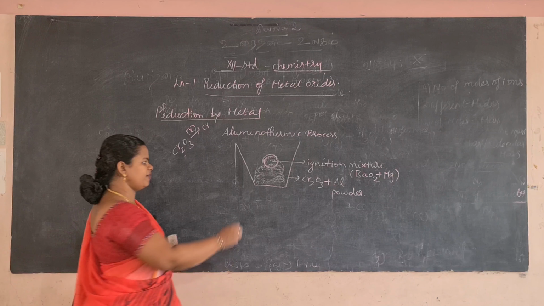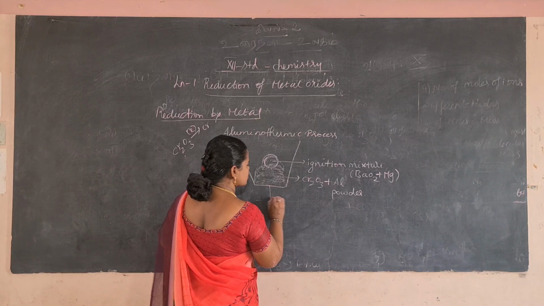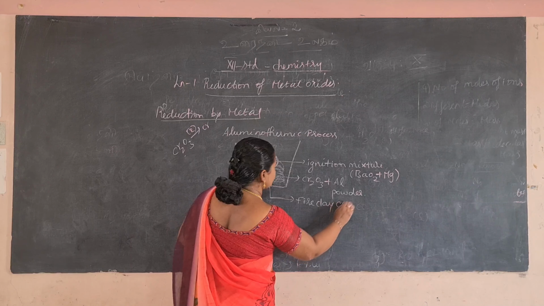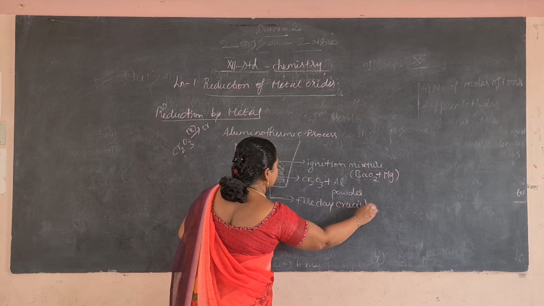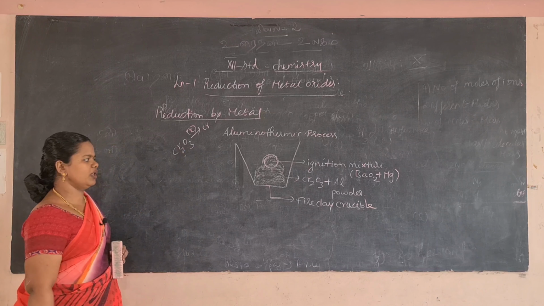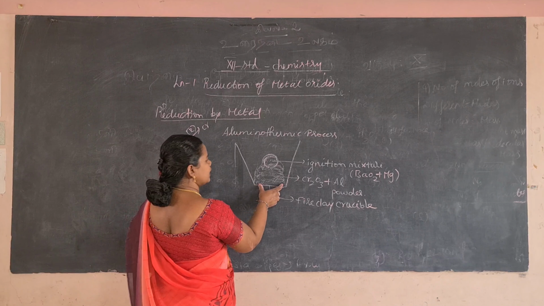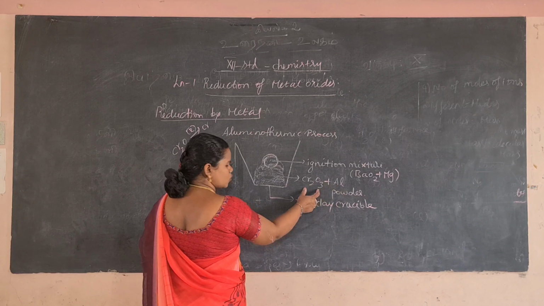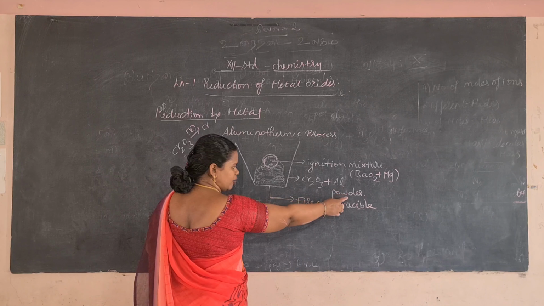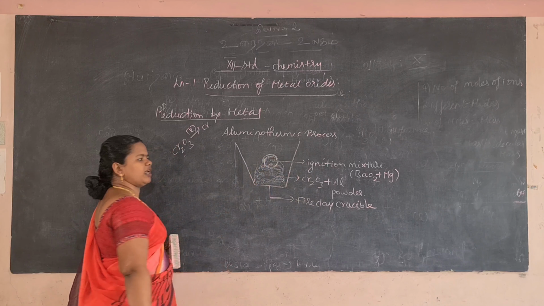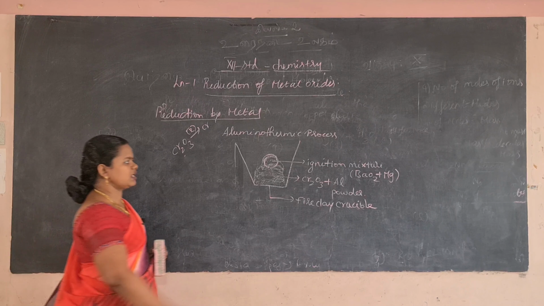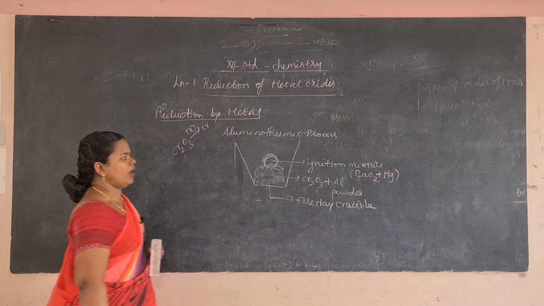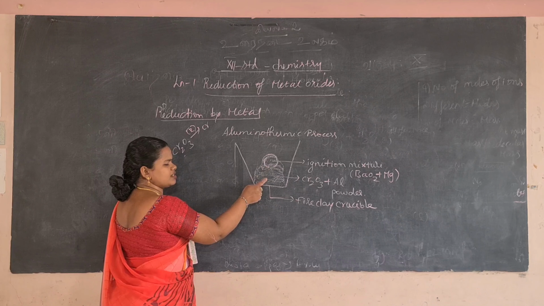What happens in a fire clay crucible? This crucible is known as fire clay crucible. These are the keywords you must remember while writing the answer. In the fire clay crucible, what is taken? Concentrated, roasted chromic oxide along with aluminium powder is taken, and above that I am placing the ignition mixture. This ignition mixture is nothing but barium peroxide and magnesium. And why is it used? It is used to initiate this reaction.